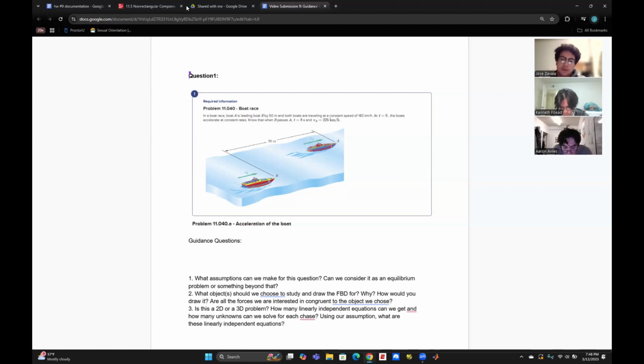This answer makes sense because we know that B started 50 meters behind boat A, and we are told that at some point, time equals 8 seconds, boat B passes boat A. So by logic, we know that boat B should have a greater acceleration in those 8 seconds than boat A.